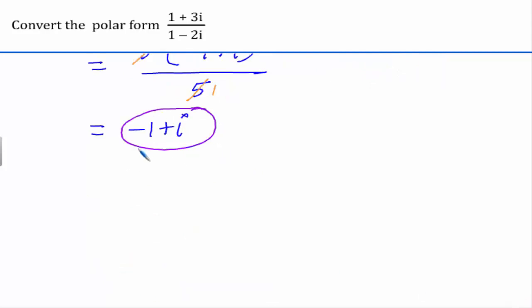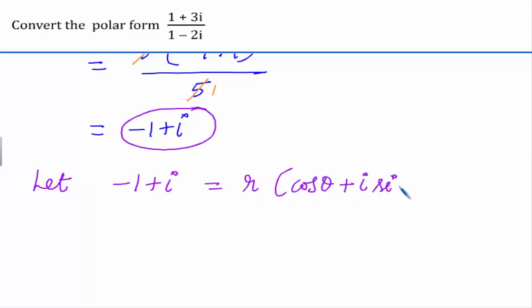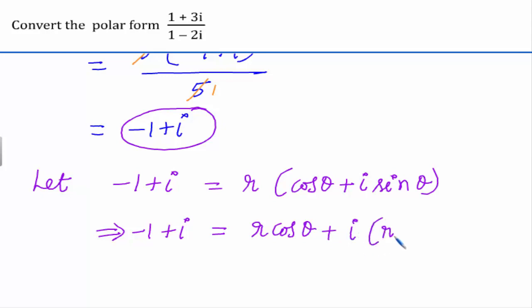Now we need to write minus 1 plus i in the polar form. For that, let us assume the polar form of minus 1 plus i is equal to r into cos theta plus i sin theta, where r is the modulus and theta is the argument of the given complex number. This implies minus 1 plus i is equal to r cos theta plus i into r sin theta.